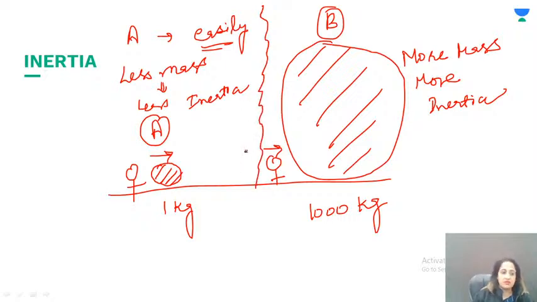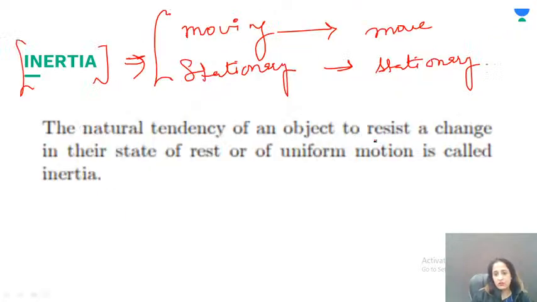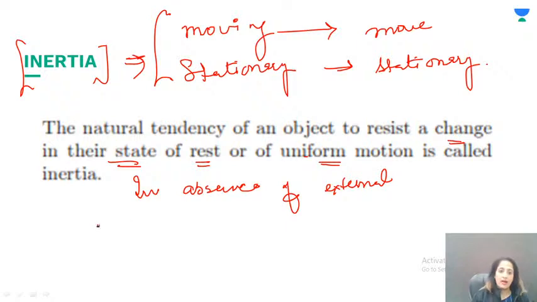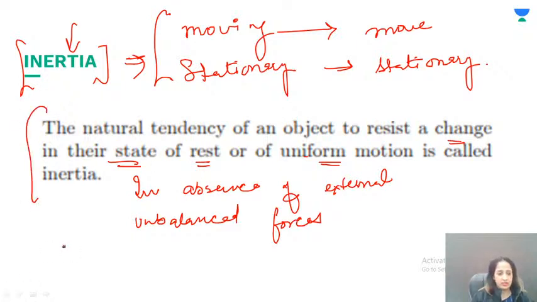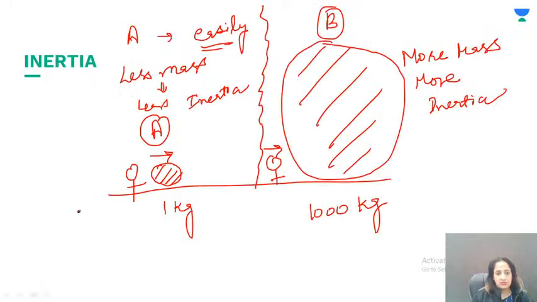So these were the two examples, right? So let's go back to the definition. The natural tendency of an object to resist a change in its state of rest or motion, in the absence, I would add this, of external unbalanced forces, is called inertia. All right, so that is what the definition of inertia is. I just took a random example to explain it to you.